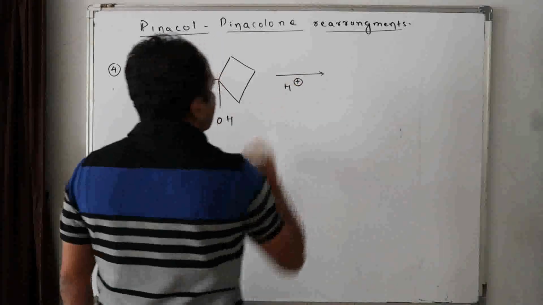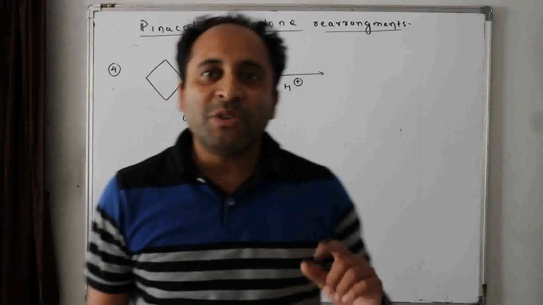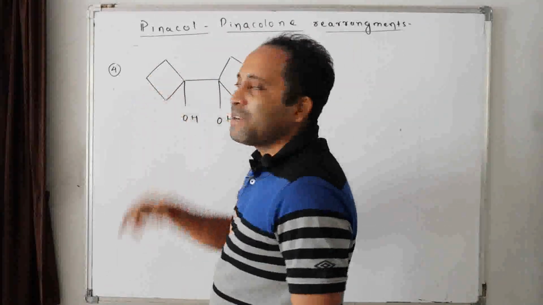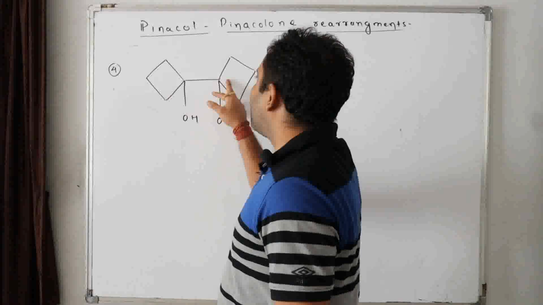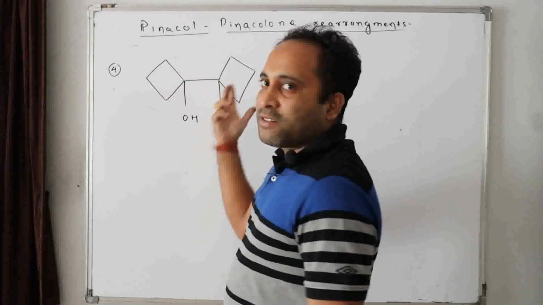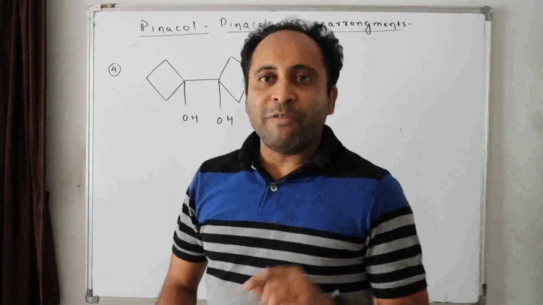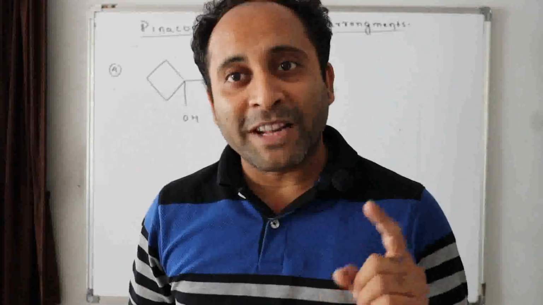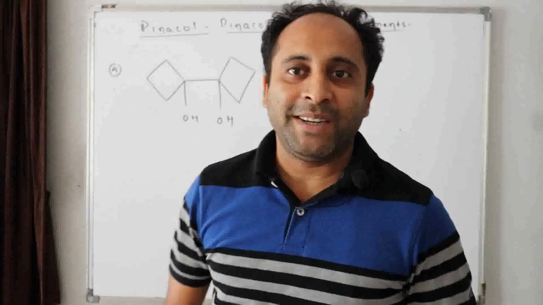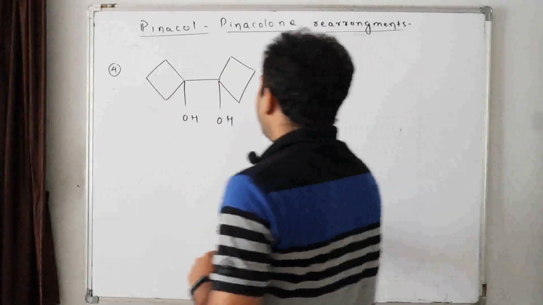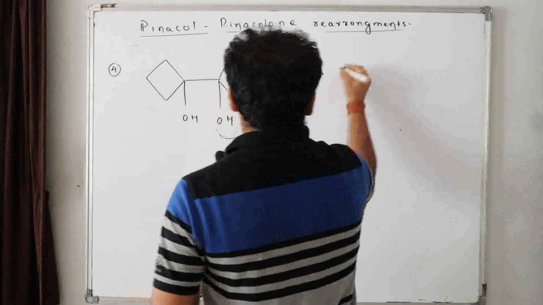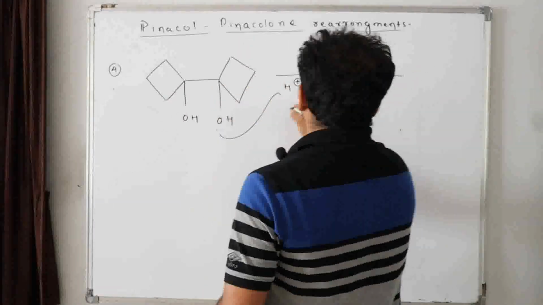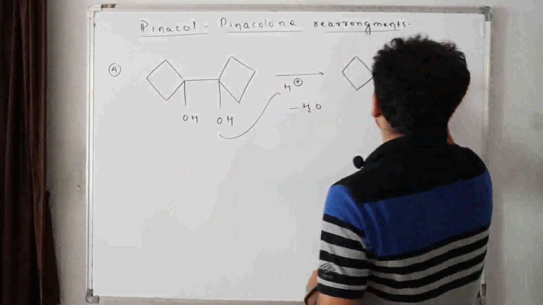H plus. Now you are in a tension, which OH to be attacked. Now if this becomes a plus, there is a chance of ring contraction. And if this becomes a plus, there is a chance of ring expansion also, ring contraction also. But if I go for contraction, then I will not get plus M stability. But if I go for expansion, then I'll get plus M stability. Now look at this question. Now here, if OH is attacked by H plus, what will be formed here? With the removal of a water molecule, what will be formed here?